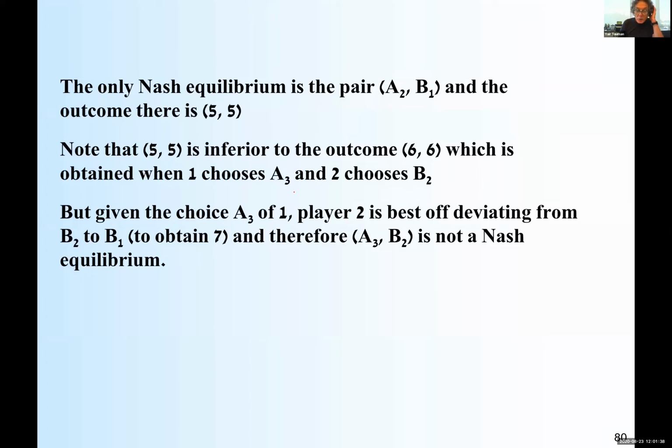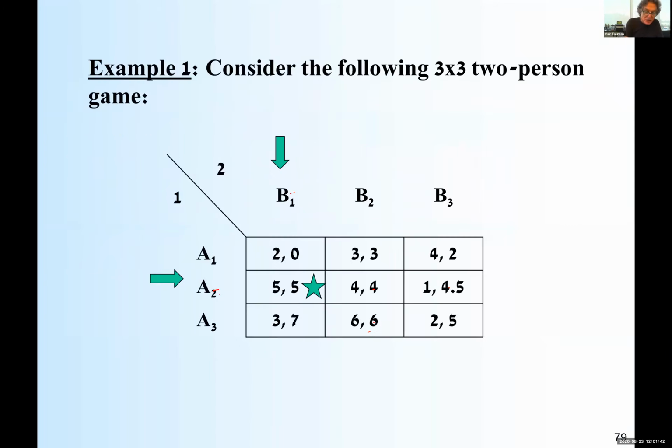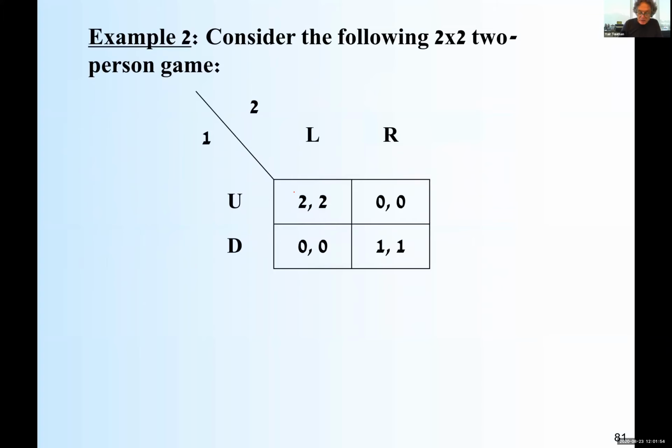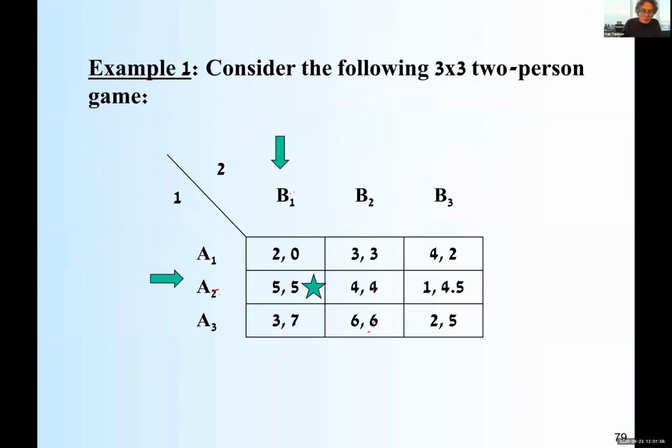which is obtained when 1 chooses A3 and 2 chooses B2. A3, B2, you get the 6-6. But given the choice A3 of 1, player 2 is best off deviating from B2 to B1 to obtain 7. So if I wanted the 6-6, as we said, I have to play A3, you B2, but given my A3, you're better off deviating to B1. 6-6 is not an equilibrium.